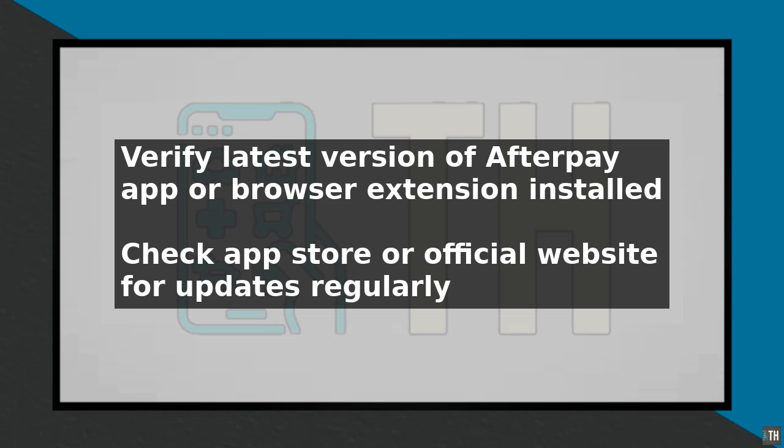Check your account status to ensure it is active and in good standing. Log into your Afterpay account and verify that your payment method and billing information are up to date. Ensure you have sufficient funds available for the purchase and that you are not exceeding your spending limit.